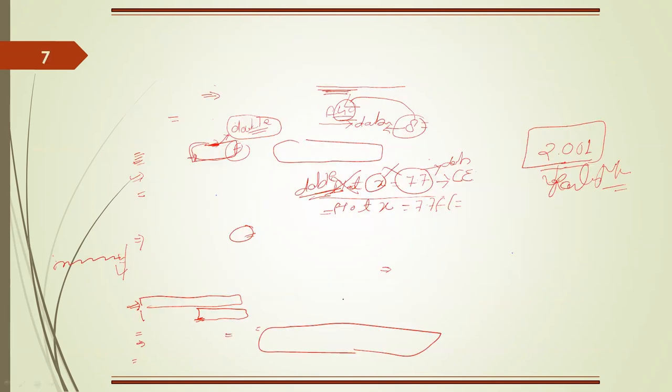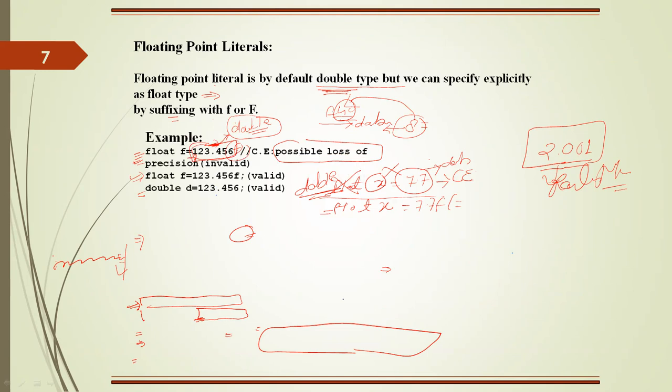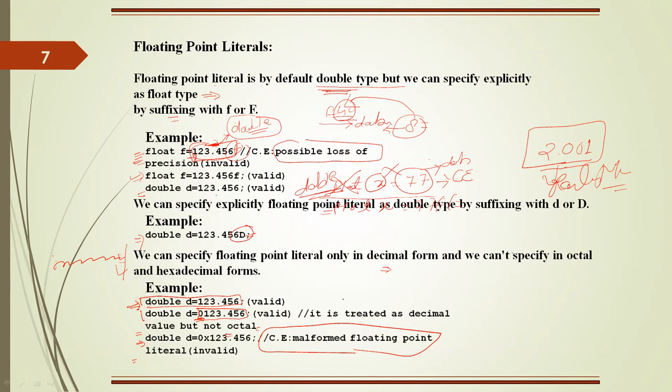Right. So next is, this is the revision, not teaching all the points here. Revision session. Same thing I will follow in the next lecture. First, we will teach slowly. Then once a topic is completed, I will take one session for the revision purpose. Okay, for you guys. So floating point literals. We completed integral literals. Now next is floating.